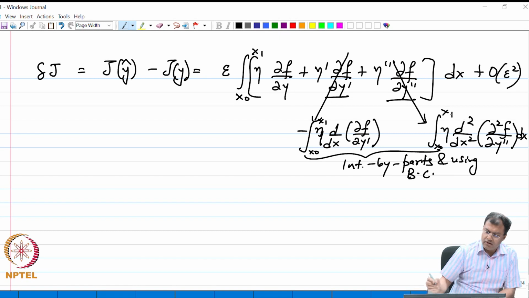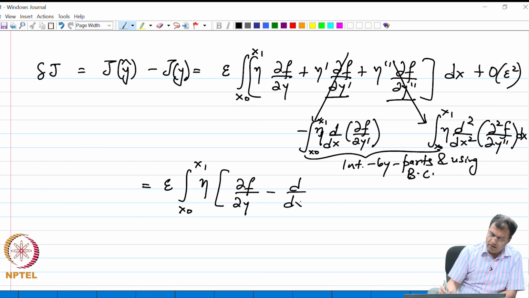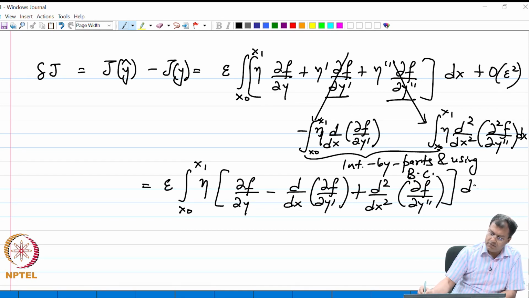from x naught to x 1, and finally, we substitute all these terms in this integral expression to see that this is also equal to epsilon times the integral from x naught to x 1 of eta times del f del y minus d dx of del f del y prime plus d dx square of del f del y double prime, right, times dx.